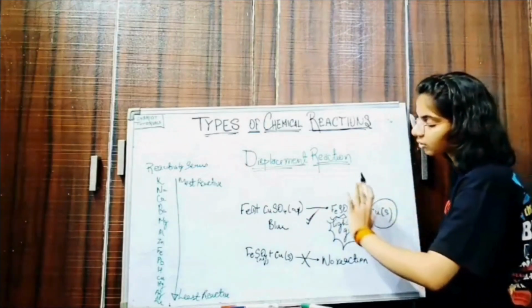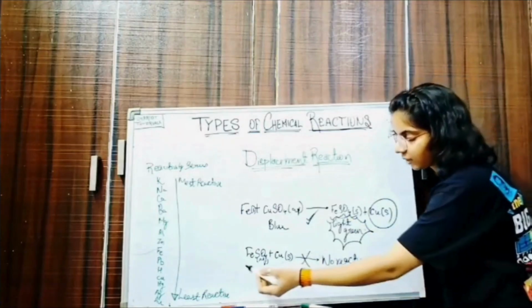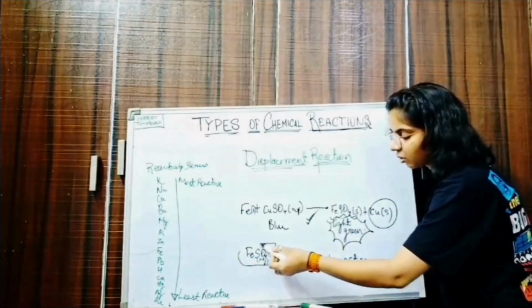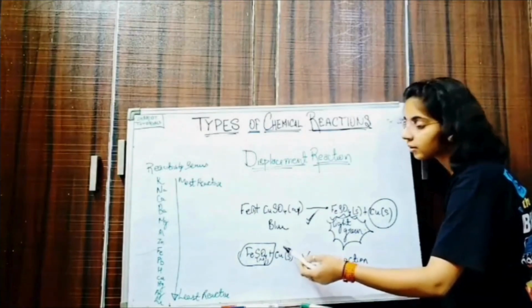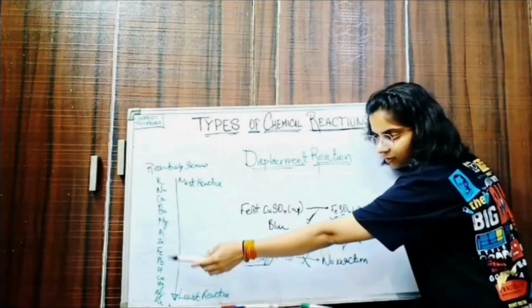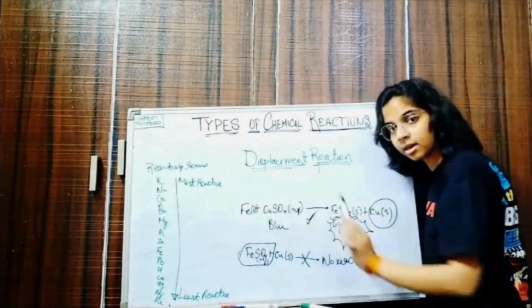अब अगर हम इस रिएक्शन को रिवर्स करके देखें, जैसे कि अगर हमारे पास फेरस सल्फेट सॉल्ट है एक्वस सॉल्यूशन में और इसके साथ अब कॉपर रिएक्ट करने जा रहा है, तो आप देखिए ना कॉपर नीचे है, क्या वो आयरन को डिस्प्लेस कर भी पाएगा? नहीं कर पाएगा.